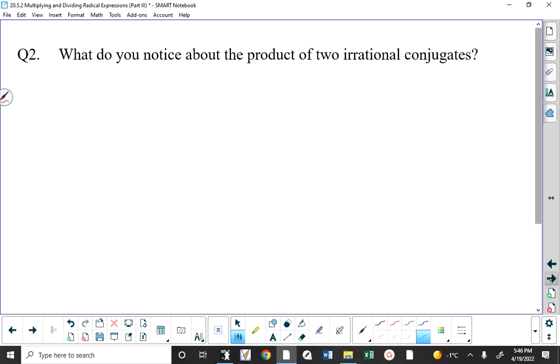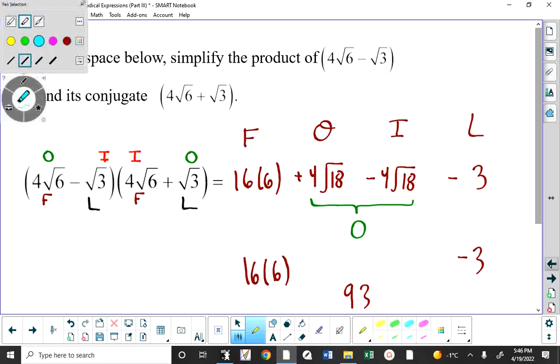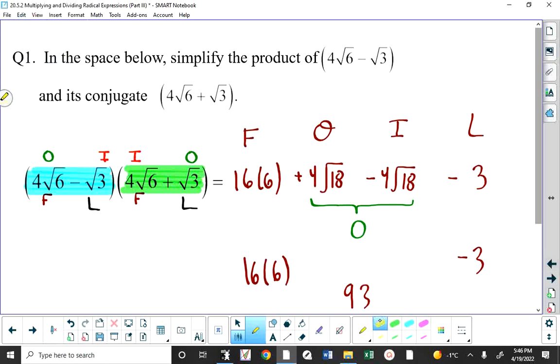So we are asked a further question here. What do you notice about the product of the two irrational conjugates? I want to go back and point out to you that this that I'm going to highlight in blue is an irrational number. And this that I'm going to highlight in green is an irrational number. But the product of them is 93. And 93 is rational.